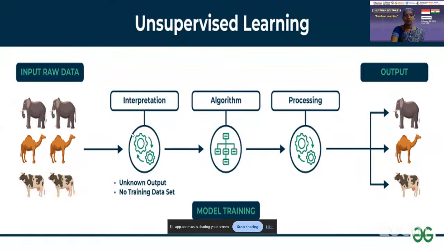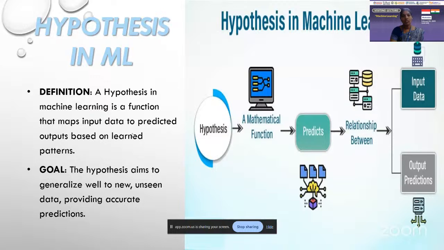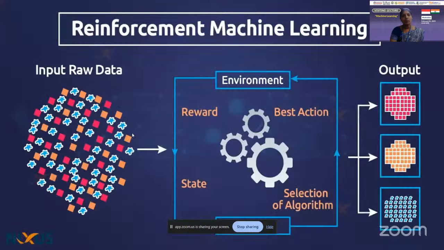Then comes reinforcement machine learning. This is somewhat a variant of supervised and semi-supervised learning. In reinforcement learning, generally we have rewards and punishments. This is a type of ML where an agent learns by interacting with an environment to maximize the cumulative rewards. Normally the agent will take an action, and based upon the action, it can move from one state to another state.